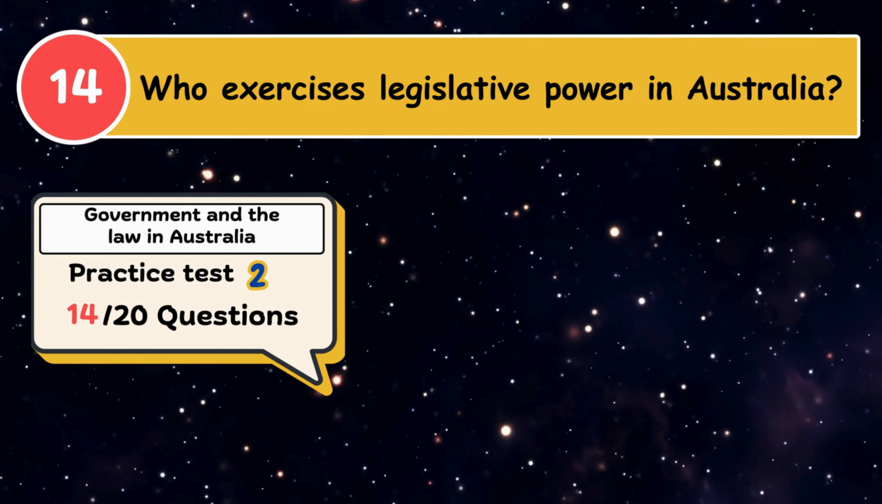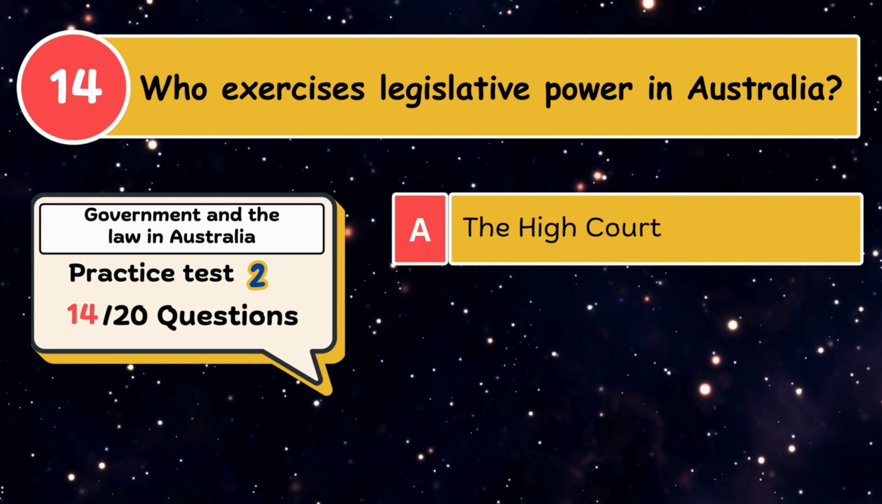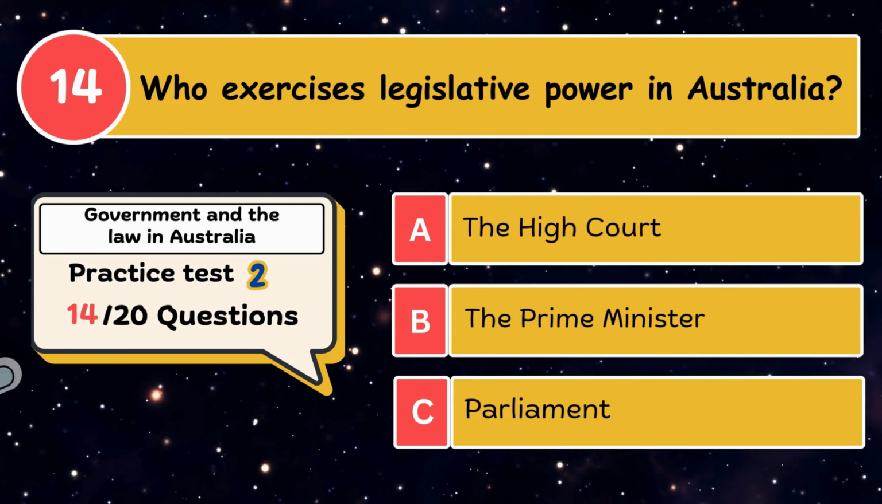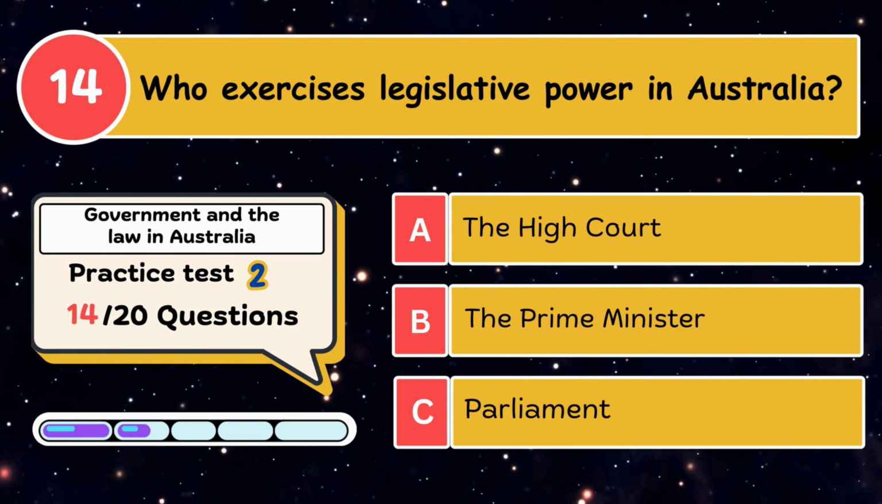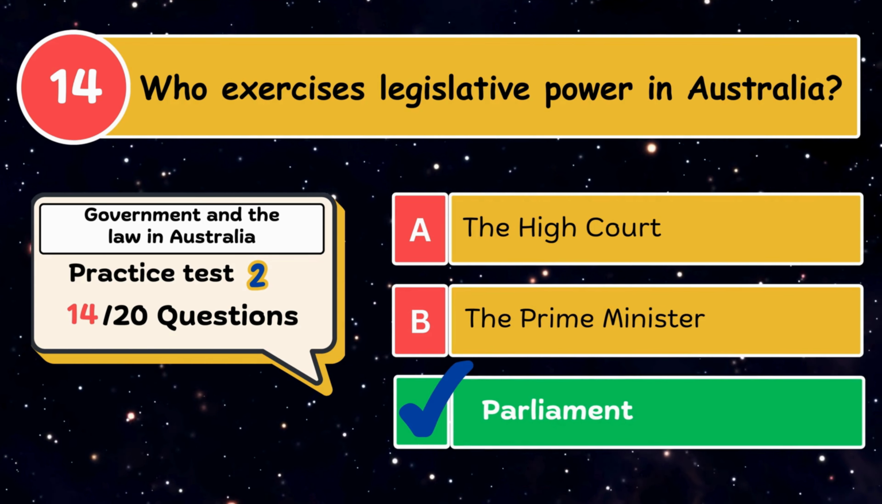Who exercises legislative power in Australia? A, the High Court. B, the Prime Minister. C, Parliament. The correct answer is Parliament.